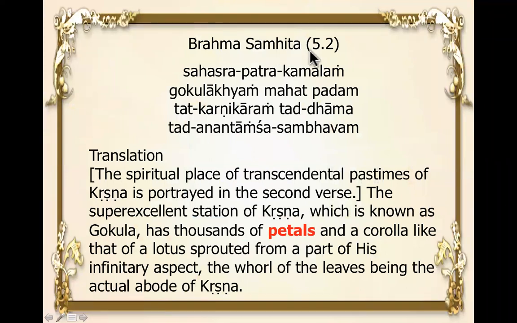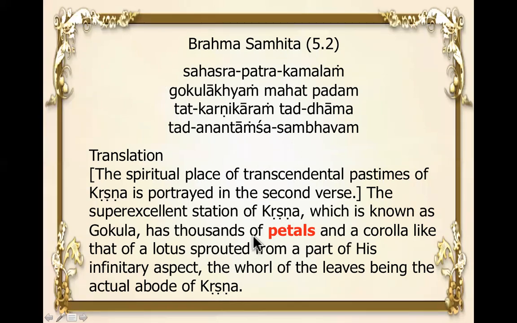Brahma Samhita, verse 2 of the 5th chapter. Sahasra-patra-kamalam Gokulakhyam Mahat-padam, tat-karnikaram tad-dhama tad-anantamsha-sambhavam. The spiritual place of transcendental pastimes of Krishna is portrayed in the 2nd verse. The super excellent station of Krishna, which is known as Gokul, has thousands of petals and a corolla like that of a lotus sprouted from a part of his infinite aspect, the whorl of the leaves being the actual abode of Krishna.